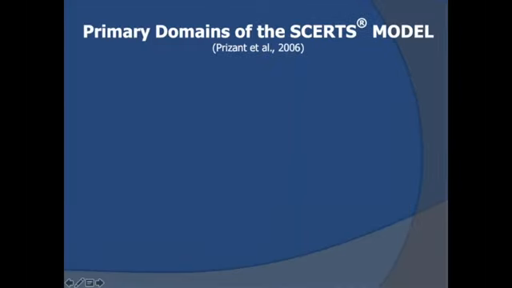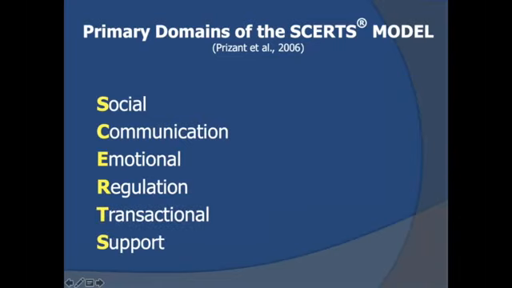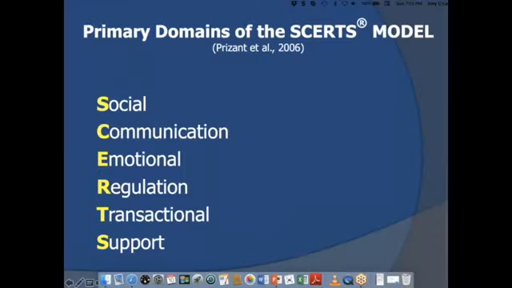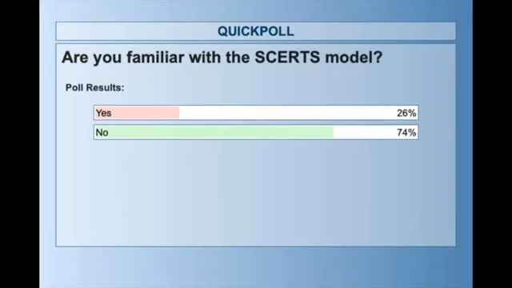Okay, so I know this is a great time to ask this question, and I know that Jackie's going to help me out and pop up a question for you all. I want to know how many of you are familiar with SCERTS in general? All right, we have about 50, 60, 70% voted. Very good. All right, we'll give it a second and then close it out. Okay. So about a quarter of you are familiar with SCERTS, and the other 75% of you are not.